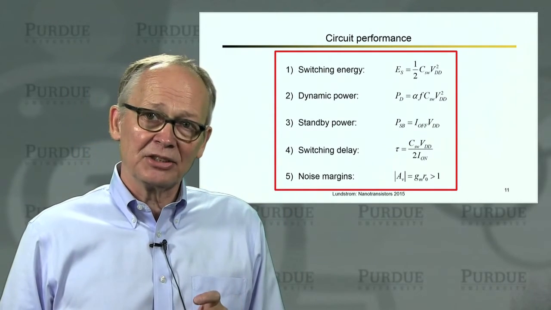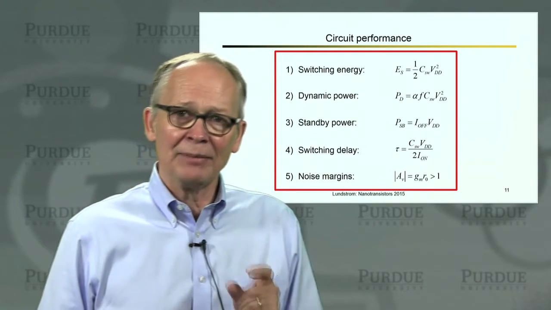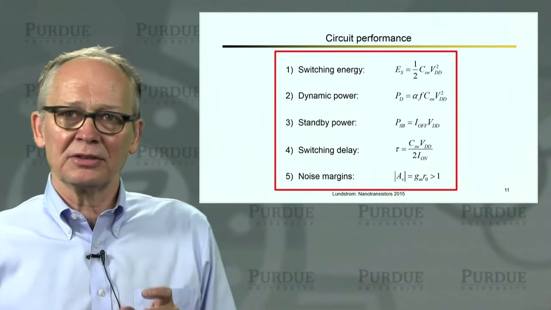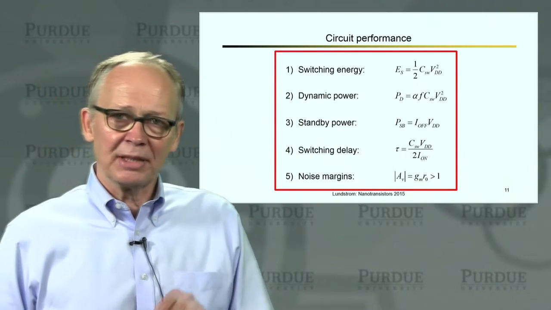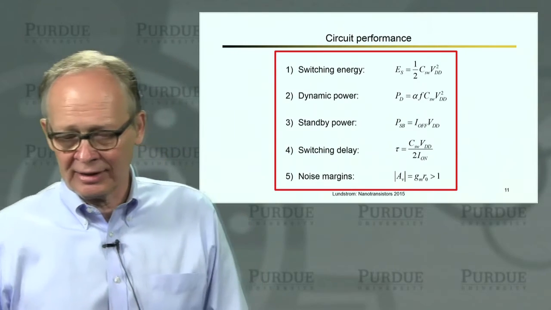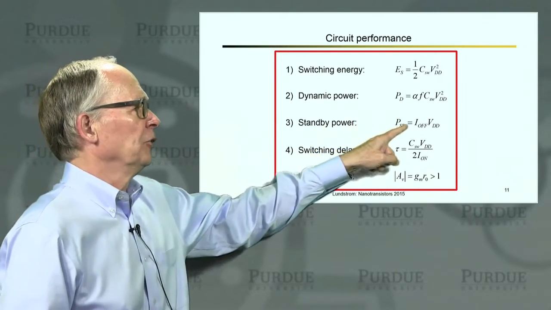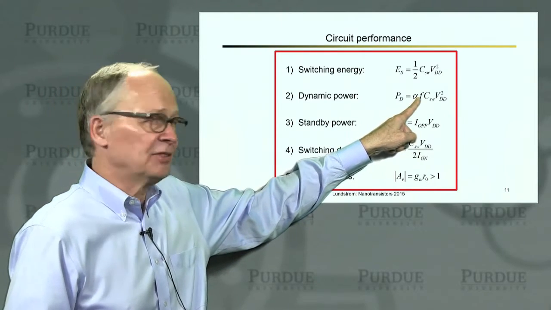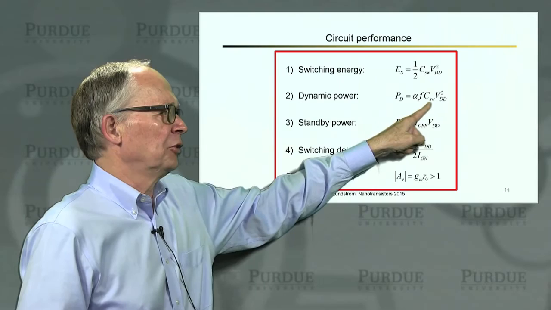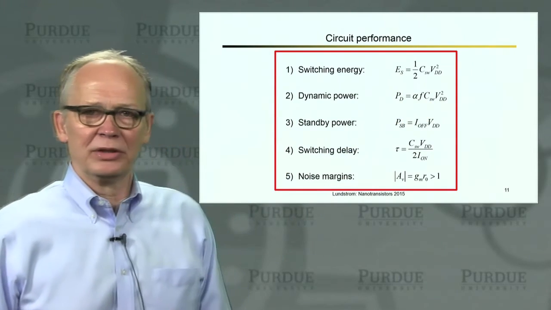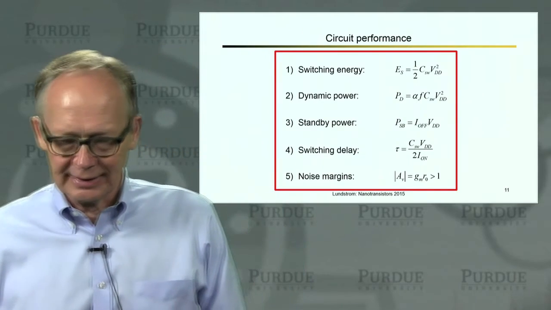We'd like that to be as small as possible because we want to use as little energy as possible, and that means we'd like the voltage of the transistor to be as small as possible. The dynamic power, the power that occurs when we're switching the inverter or the gate, is proportional to the frequency. The faster we operate the chip, the more power we consume, and it's proportional to the square of the voltage. Again, another reason we want low voltage transistors if we can get them.